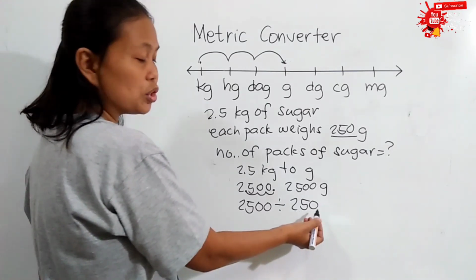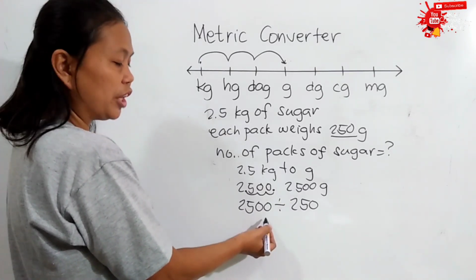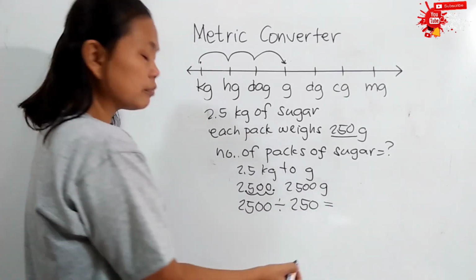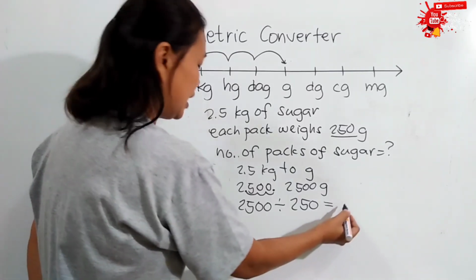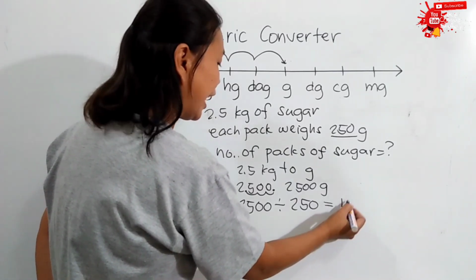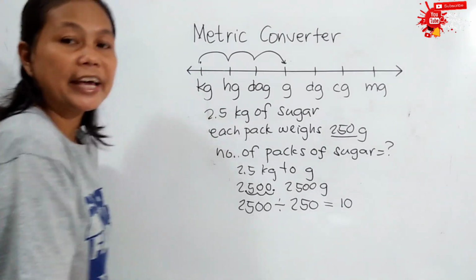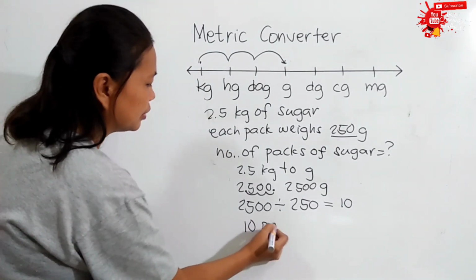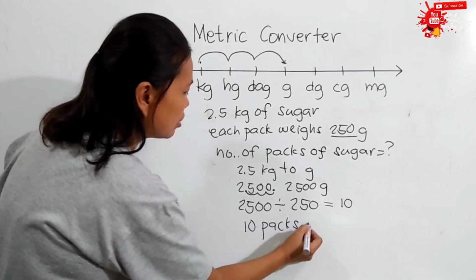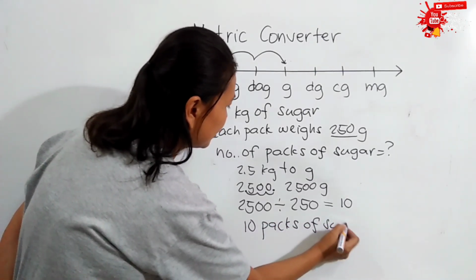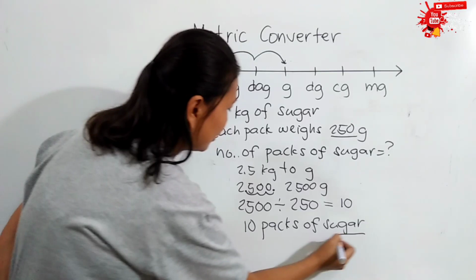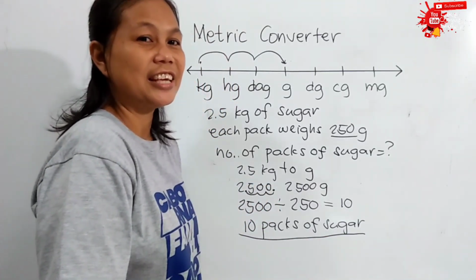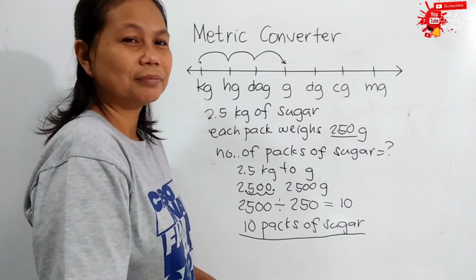So what is the quotient of 2,500 divided by 250? The quotient is 10. So we need to buy 10 packs of sugar that weigh 250 grams.